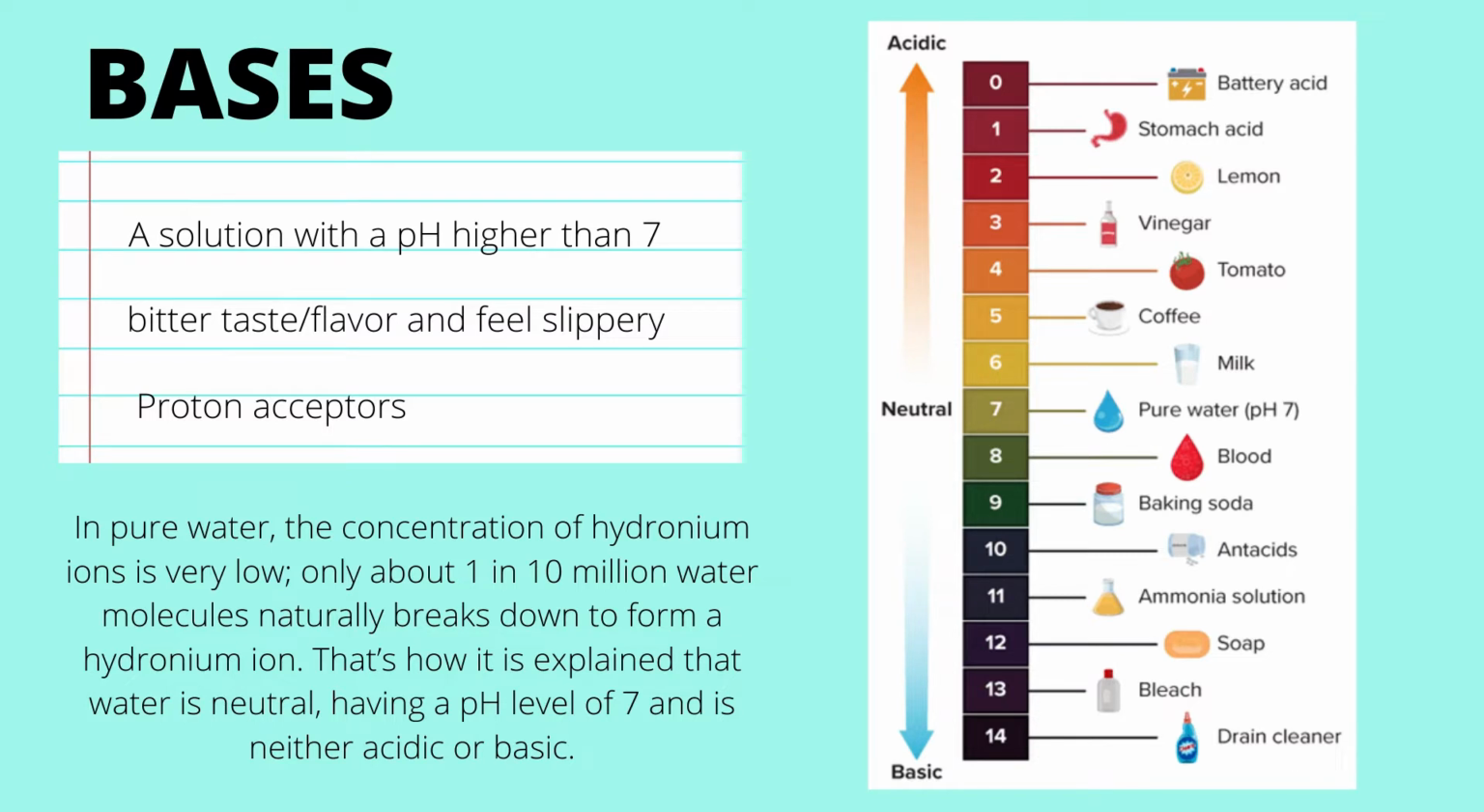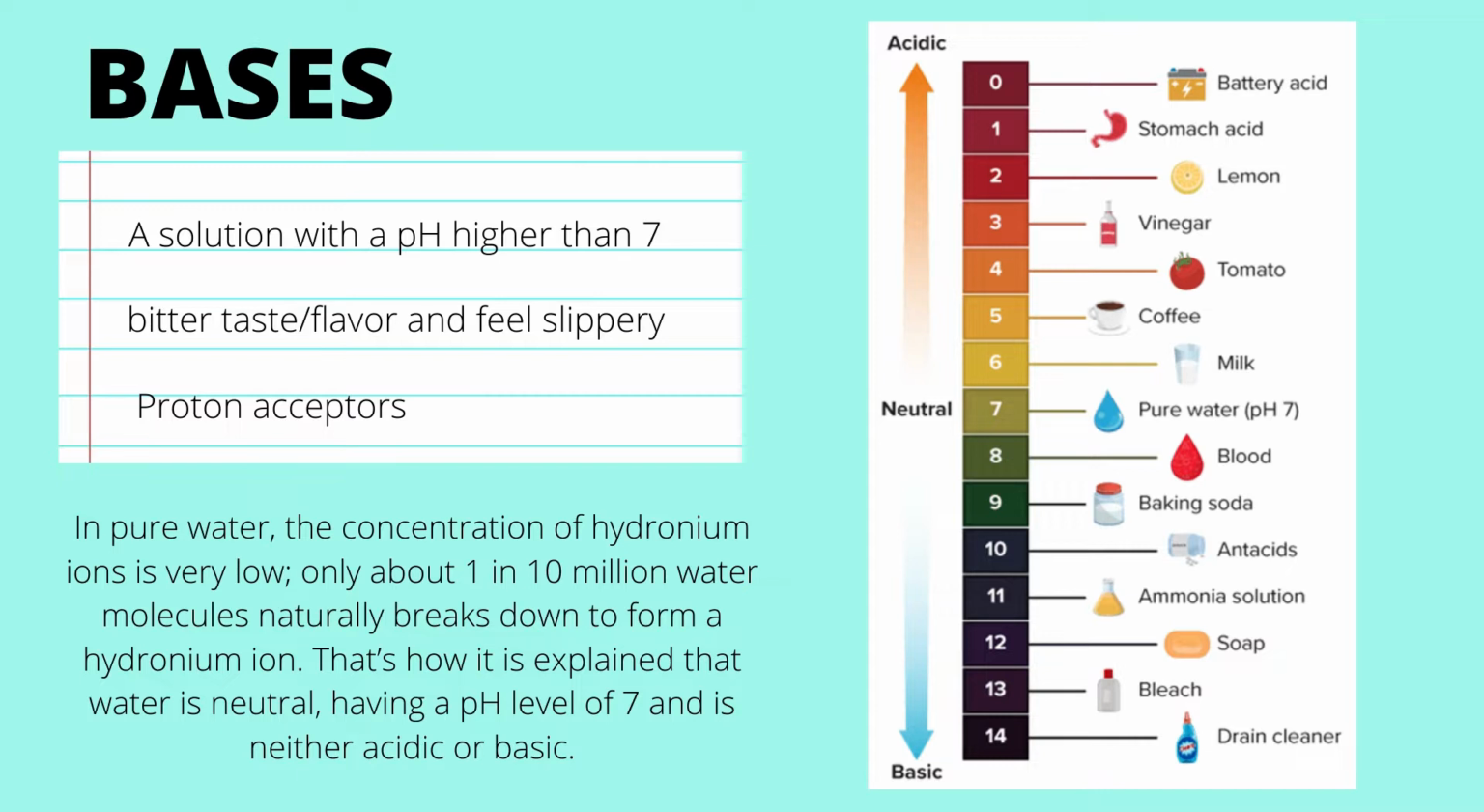Now, let's see about bases. A base is a solution with a pH higher than 7, with the property of a bitter taste or flavor and slippery texture. Acids are proton donors, while bases, on the other hand, are proton acceptors. They contain oxygen bound to hydrogen atoms called the hydroxyl group, having negatively charged particles.